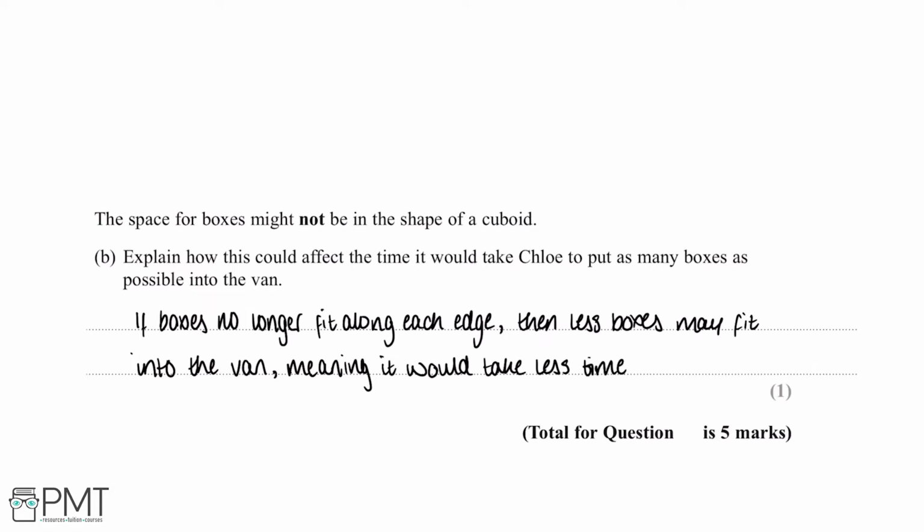Now, although we've written in our answer that it would take less time, if we can argue that it may take more time, this would also get us the mark. So we could also write something like, because a different arrangement would be required, it may take more time. And this question's worth 1 mark, and this is for a suitable reason for our answer.